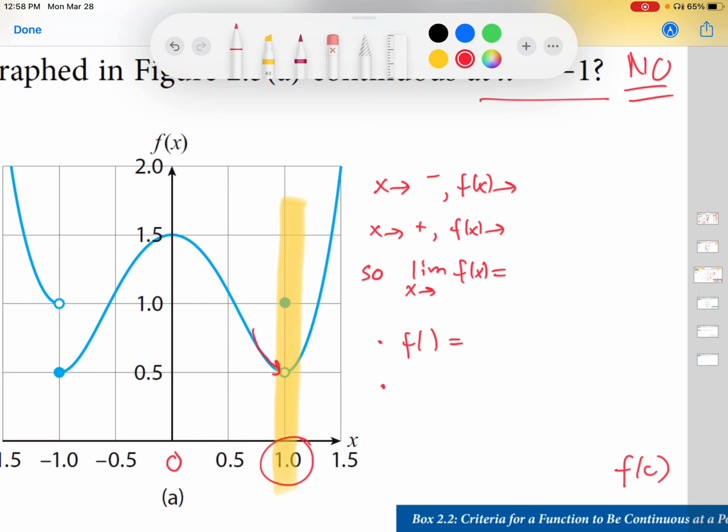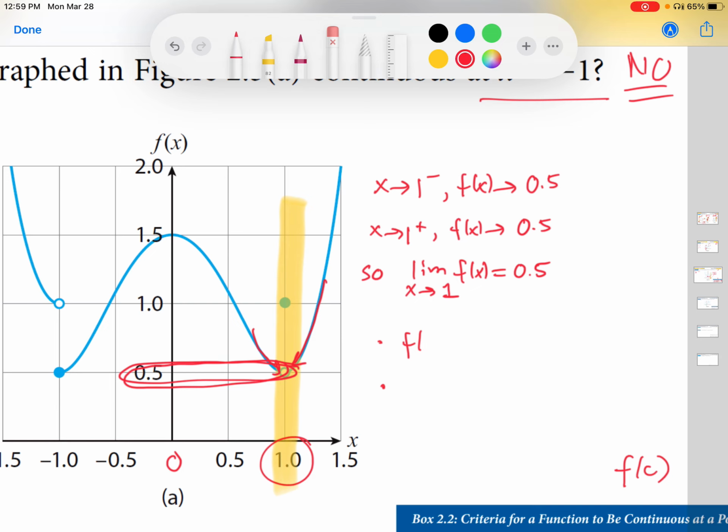As I approach from the left, the y values are getting close to 0.5. So as x goes to 1 from the left, f of x goes to 0.5. As I approach from the right, the y values again are getting closer to 0.5. x going to 1 from the right, 0.5. Therefore, the general limit, the two-sided limit, exists, and it's also equal to 0.5.